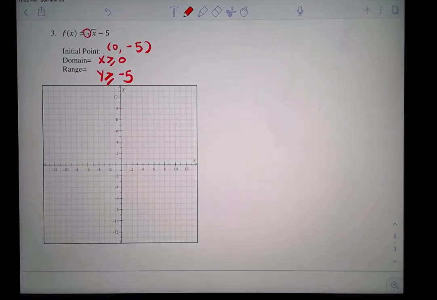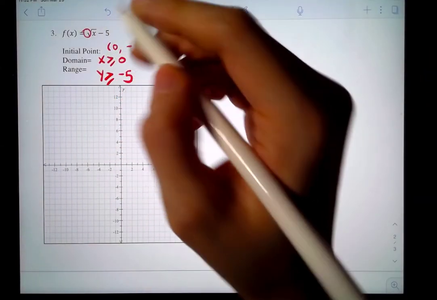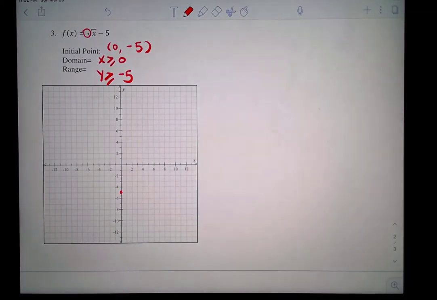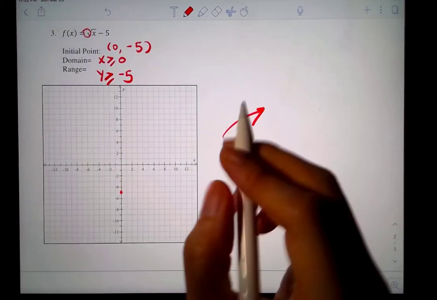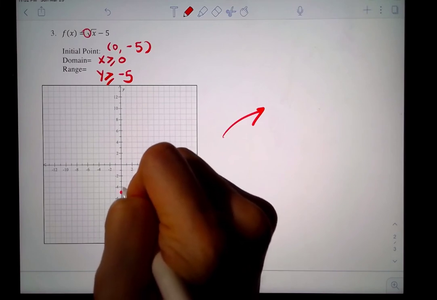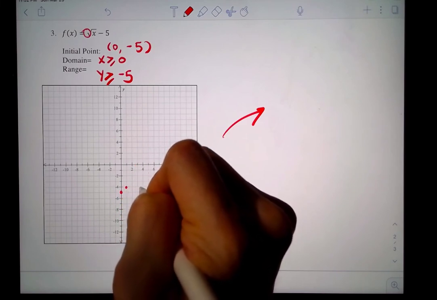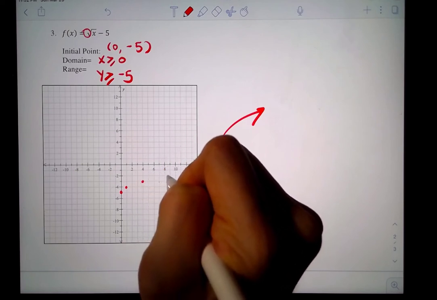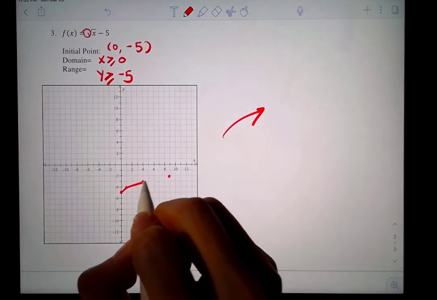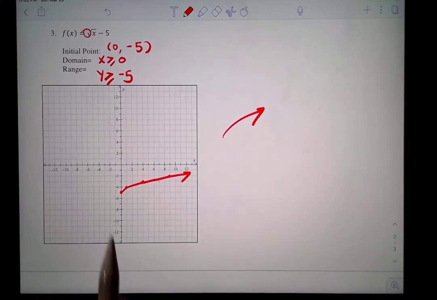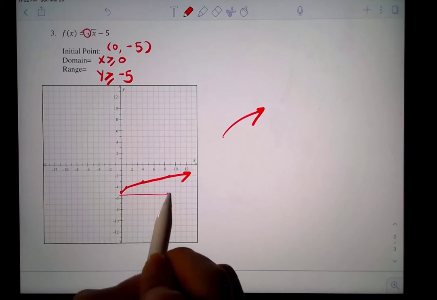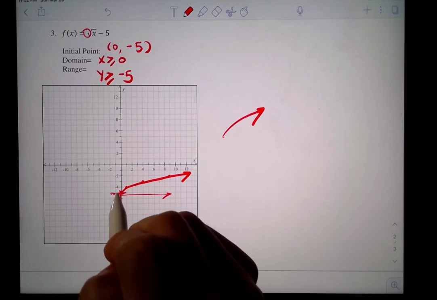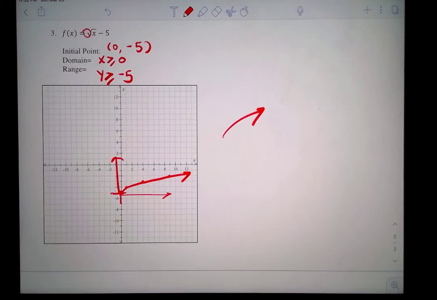Okay? So let's sketch this one. So 0, -5. So you go to 0, -5, right? And then positive, so the graph looks like this. And let's do the magic number. So 1, 1. 1, 2, 3, and then 1 more. 1, 2, 3, 4, 5, and 1 more, like this. Okay? So your possible x values are greater than or equal to 0, and your possible y values are greater than or equal to -5. Okay?